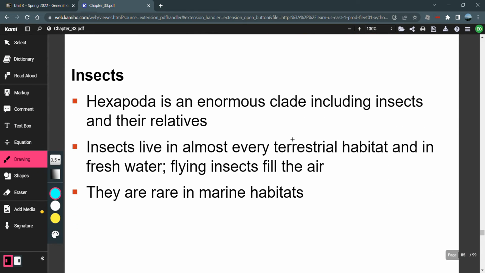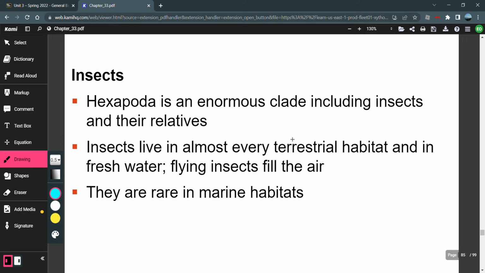Insects are everywhere. There's insects in Canada, there's insects in, I don't think in Antarctica. I don't know. Maybe. Hexapoda is an enormous clade including insects and other relatives. Insects live in almost every habitat and in fresh water. Flying insects fill the air.